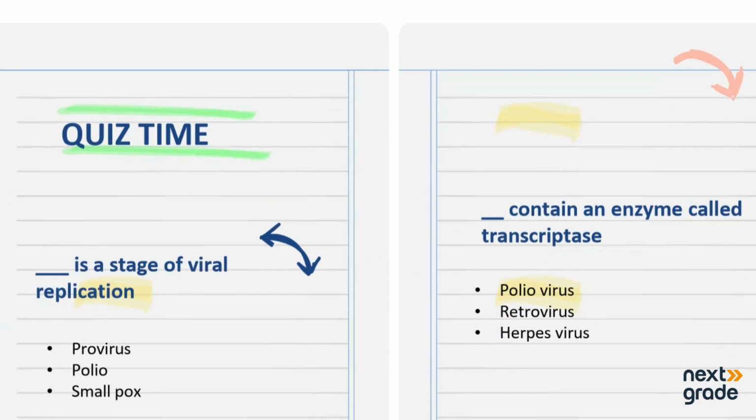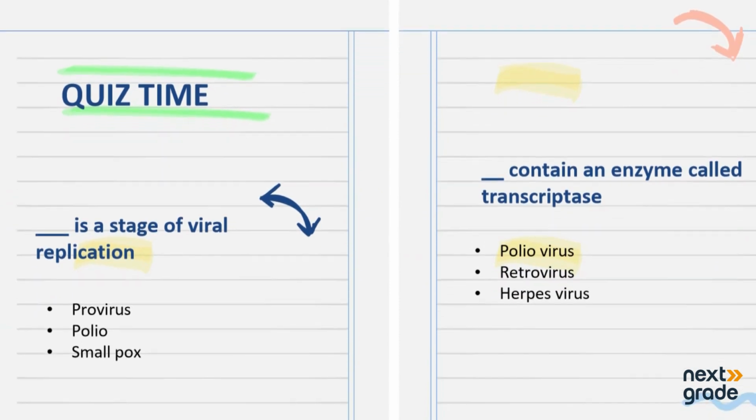After that, the quiz time. So the first MCQ for today is that dash is a stage of viral replication: provirus, smallpox, or polio. As we have just discussed, provirus is a stage of viral replication. So here the first option is the correct one.